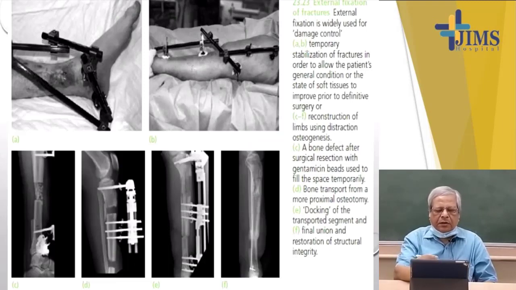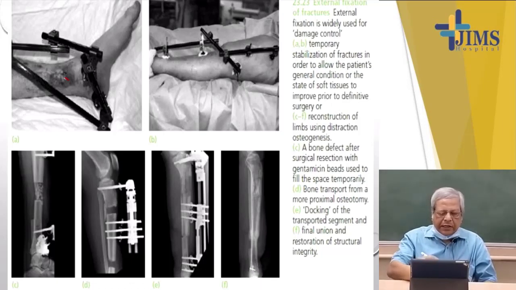These are the choices of external fixation. As you can see, there is a wound here, so implants are not applied; the fracture fragments are held by this arrangement, an external fixator. These are external fixators. This is mainly for open fractures.